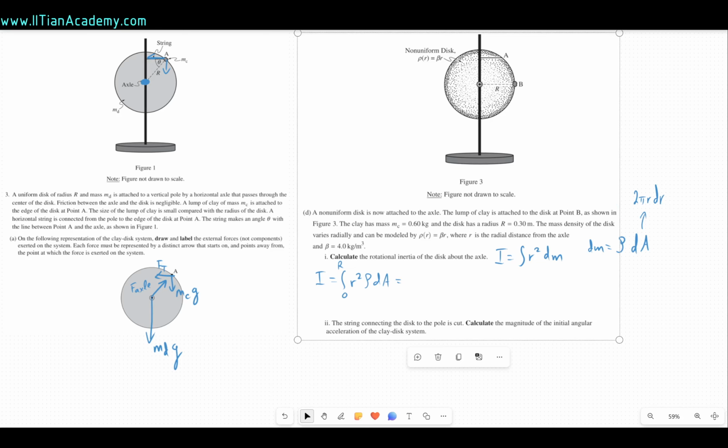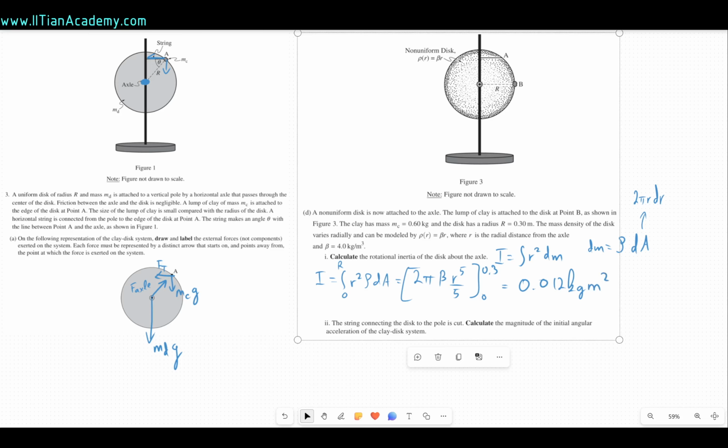So then, if we integrate it out, we will have 2 pi, which is a constant, times beta, which is also a constant. And then we will have r to the fourth. So the integral of r to the fourth is r to the 5 over 5. And this goes from 0 to 0.3. Plugging in 0.3, we get that this is 0.012 kilograms times meters squared.